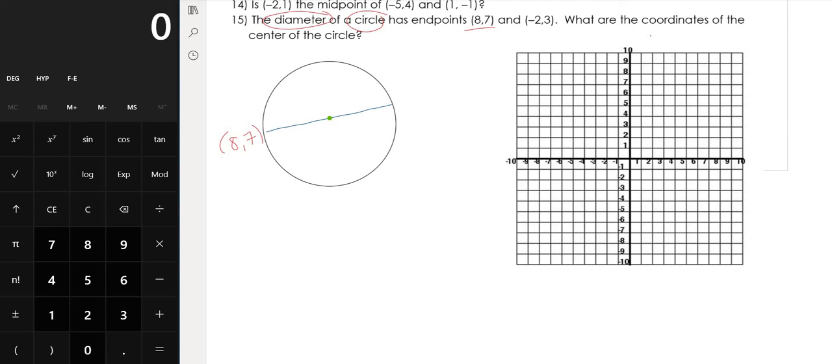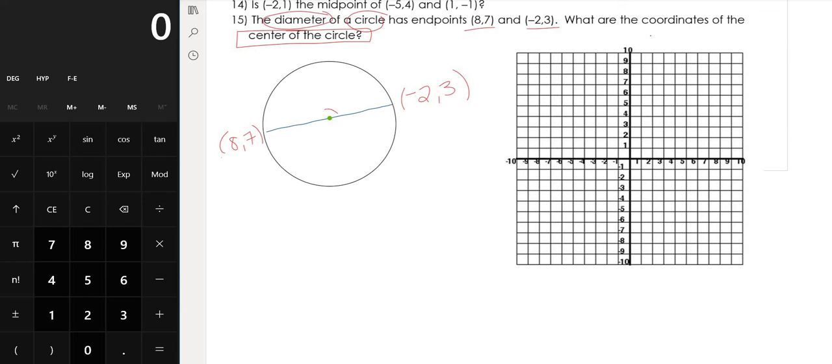and negative 2, 3. Now I want you to get used to the fact that when we do our sketches, they're not going to be accurate. They're just for us to lay out the information that we're provided in a problem, so we can visualize what needs to happen. So here are two endpoints. What are the coordinates of the center of the circle? Okay, this is our ask. What is the center of the circle?